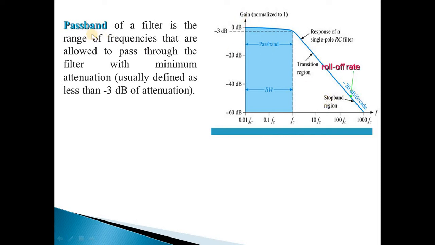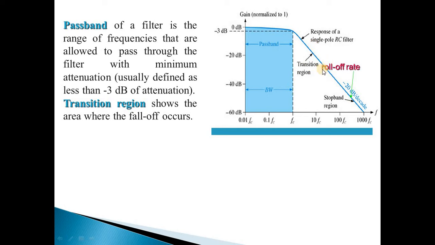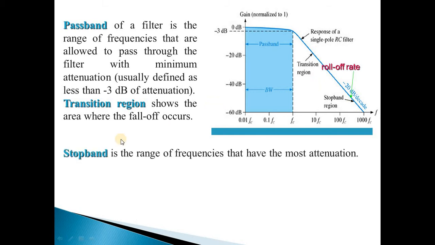First we will start with pass band. Pass band of a filter is the range of frequencies that are allowed to pass through the filter with minimum attenuation, usually defined as less than minus 3 dB of attenuation. This transition region shows the area where fall off occurs. So here you can observe fall off in the gain. Stop band is a range of frequencies that have most attenuation. So in this response we have most attenuation at these frequencies.